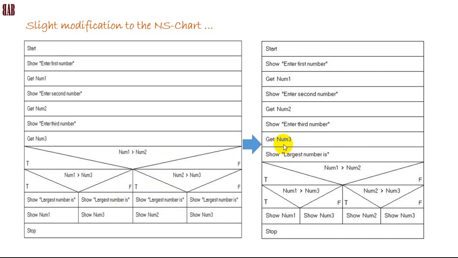So immediately after taking the numbers, we just say largest number is, and then we go through the conditions and accordingly it will go in and display the largest number. It's the same logic. The only thing I have done in between is this.